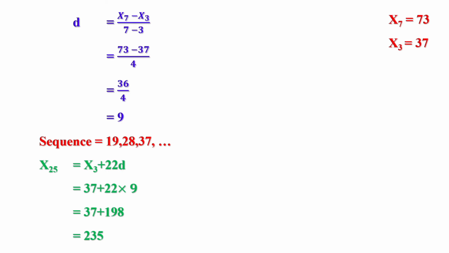We can find the 25th term from the 7th term also. 7 plus 18 equals 25. That means if you add 18 times the common difference to the 7th term, you will get the 25th term. So we can write the 25th term equals the 7th term plus 18 times the common difference. That is 73 plus 18 times 9. Let us multiply 18 and 9 first. So we'll get 73 plus 162, and that is equal to 235. So we can find the 25th term using the third term. Again, we can find the 25th term using the 7th term.